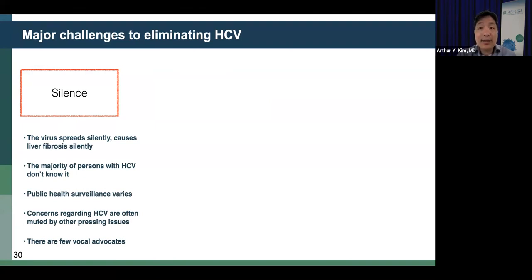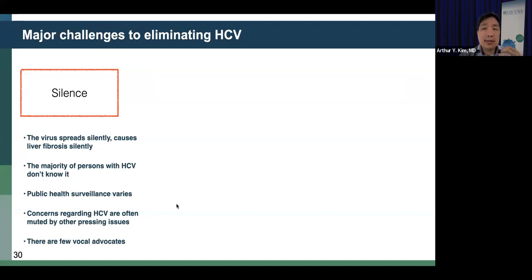So the virus is spreading silently. The majority of individuals don't know it, despite expanded screening recommendations. It causes liver fibrosis silently. It's unlikely to manifest except non-specifically prior to cirrhosis. Public health surveillance, depending where you're at, varies. So how are we going to eliminate if we're not counting cases well and counting how many cures are going on in various jurisdictions?